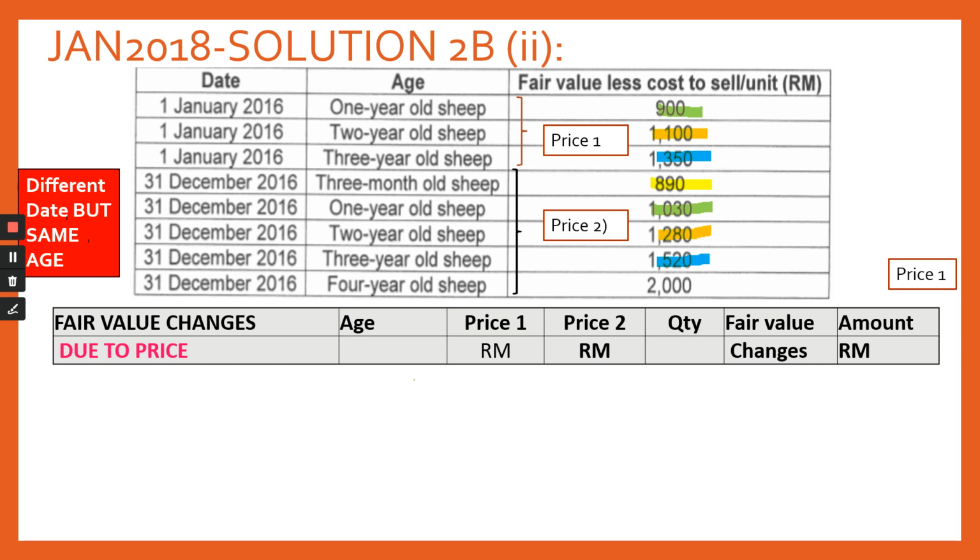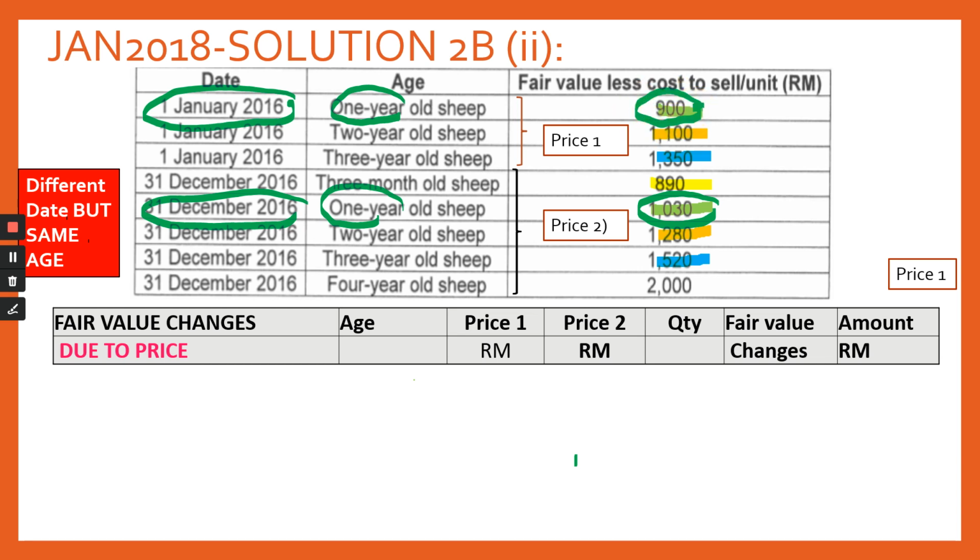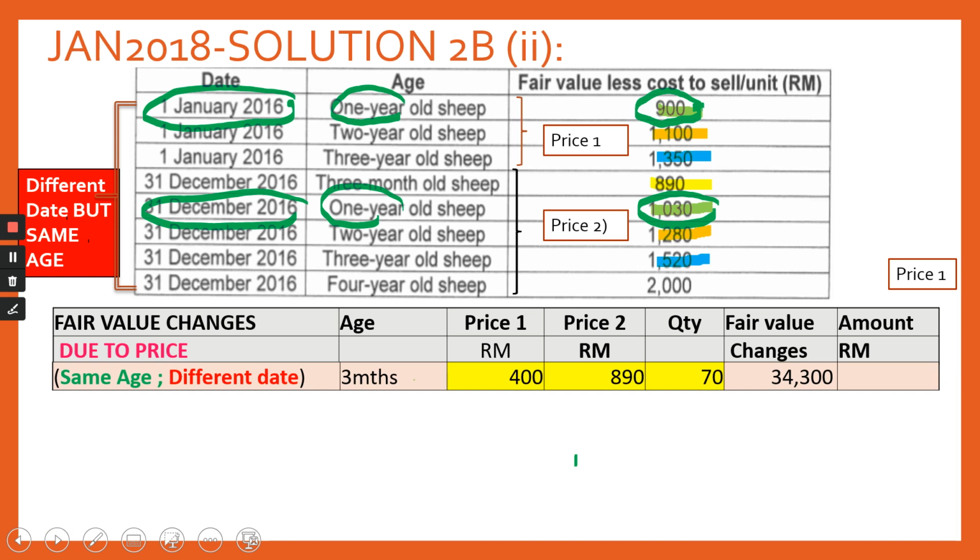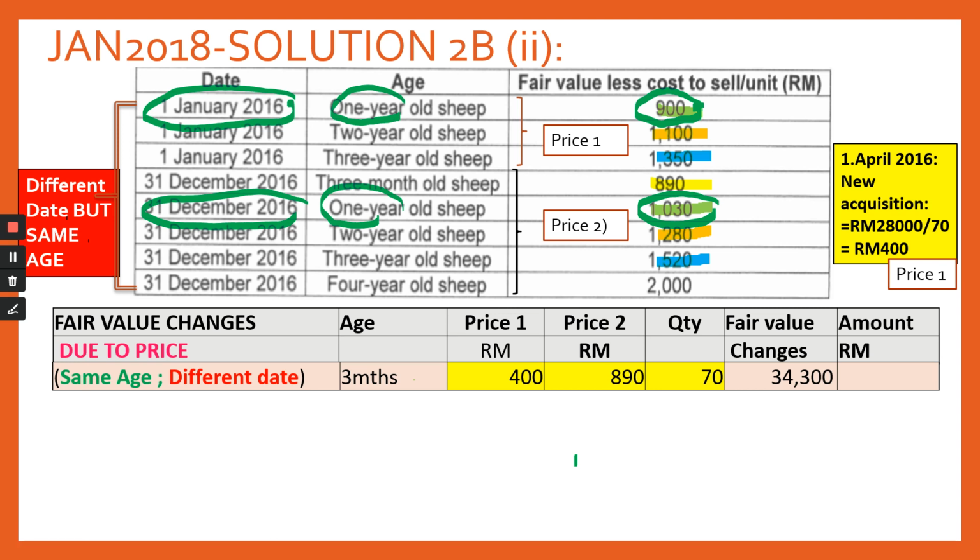So different date here that you have is, let's say, to compare the price of a 1-year-old sheep on 1st of January, different date, and the same characteristic 1-year-old on 31st of December, where the price is 1030 at the end of the year, and as at 1st of January it was 900. That was for the price changes, right? So that was the first one. However, if you notice, what I'm doing is I put the age group according to the youngest to the oldest, right?